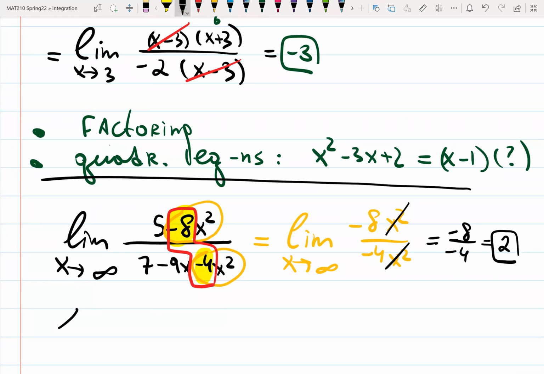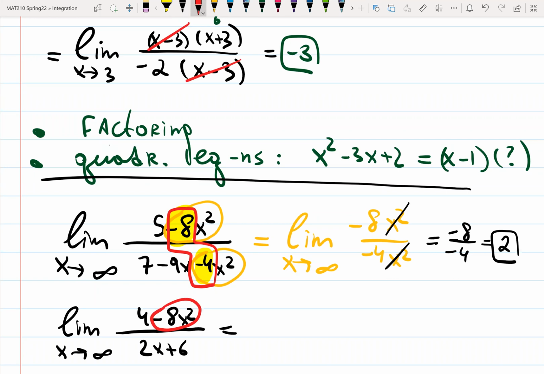If the top wins, then the answer will be infinity. So if it's 4 minus 8x squared over 2x plus 6, the leader of the top grows to infinity faster than the leader of the bottom. So the answer will be plus or minus infinity in this case. You need to figure out which one. Infinity times minus 8 is minus infinity. So it's going to be minus infinity. That's all.